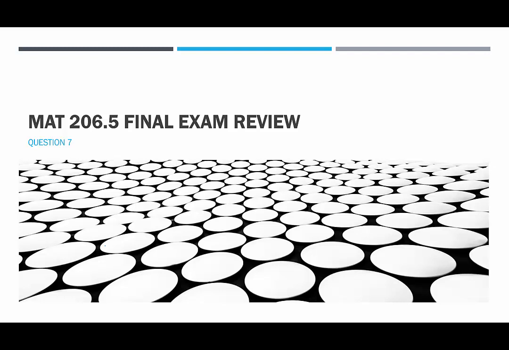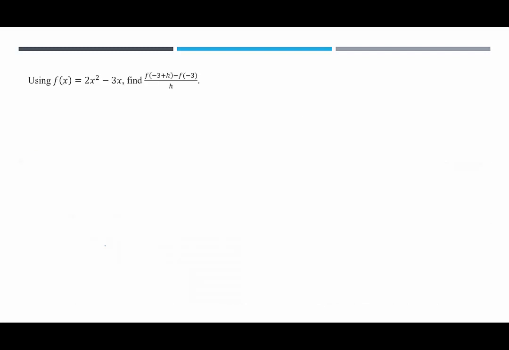In this video, we are going to look at question 7 of the Math 206.5 Final Exam Review. Here we're looking at the difference quotient. So we're given the function, we're given the formula for the difference quotient, we want to evaluate and simplify. It looks pretty scary, just do it step by step.